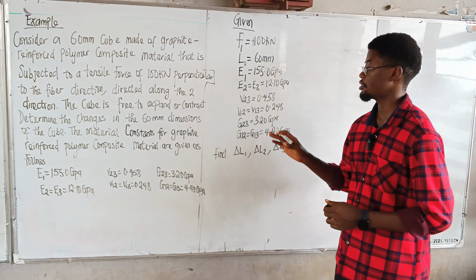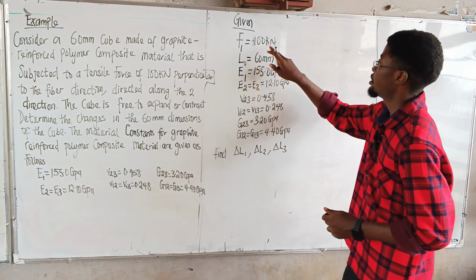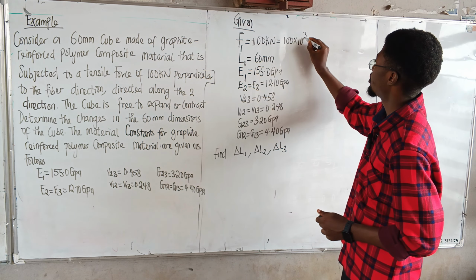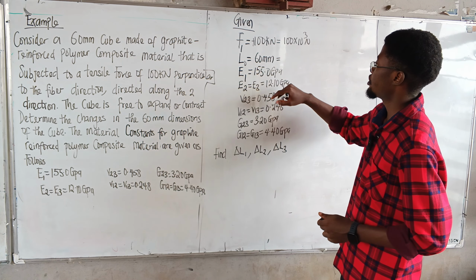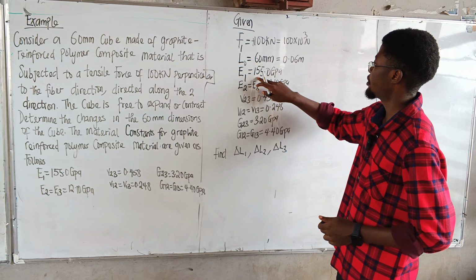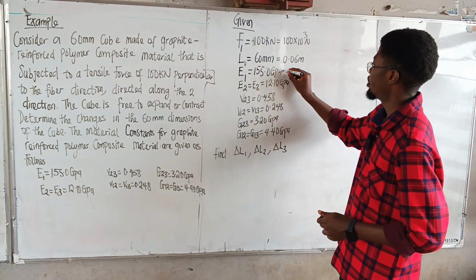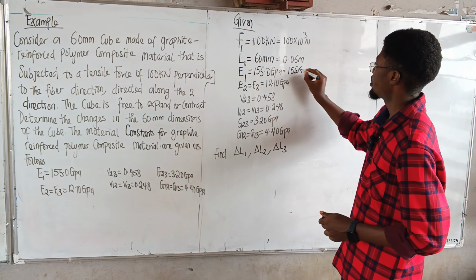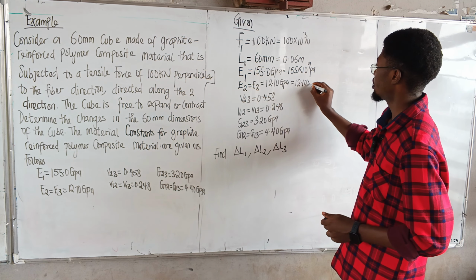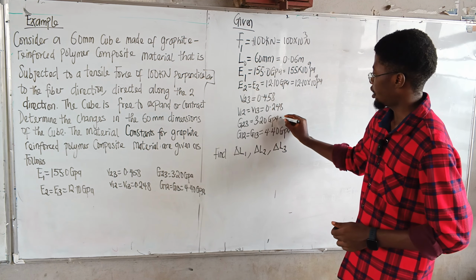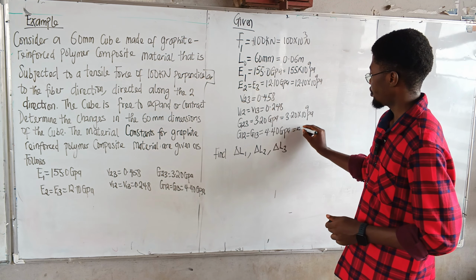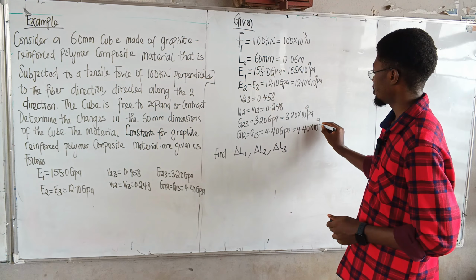Before we start to solve, let's make sure that all of them are in their standard units. So 100 kilonewton, I'll write as 100 times 10 raised to power 3 Newton. 60 millimeter, if you change it to meters, is 0.06 meters. Then 155 GPa is 155 times 10 raised to power 9 Pascal. This is also 12.10 times 10 raised to power 9 Pascal. Same thing here, 3.20 times 10 raised to power 9 Pascal, and 4.40 times 10 raised to power 9 Pascal.